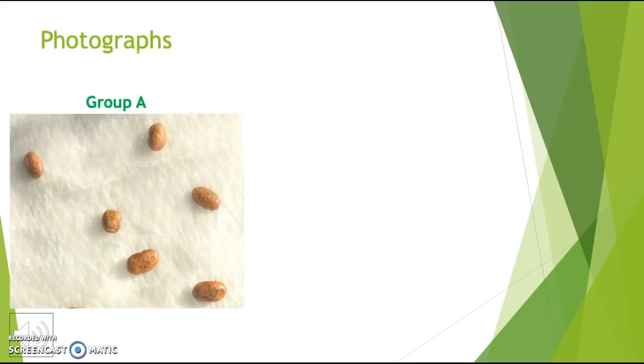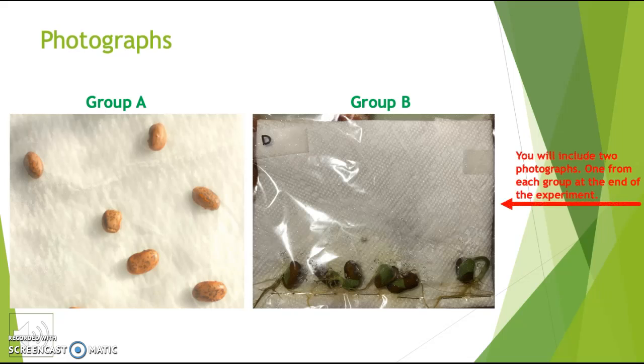On the last day of the experiment, Sunday, you will take 2 photographs. One image will show Group A's growth at the end of the experiment, and the other will show Group B's growth at the end of the experiment.